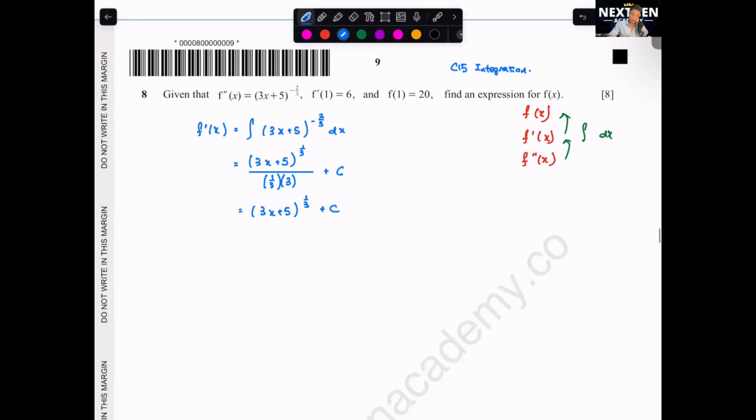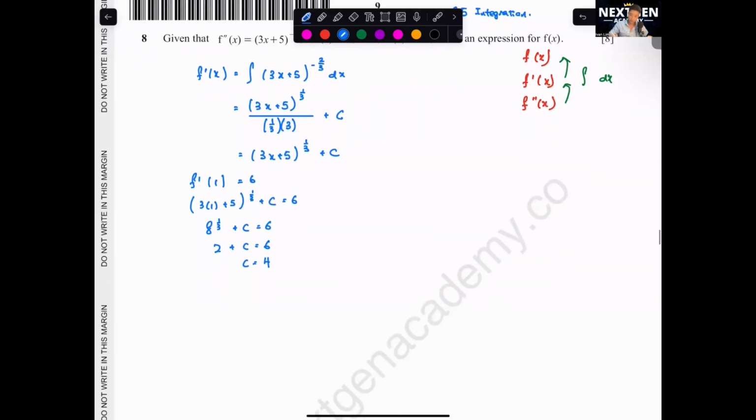We substitute f prime 1 equals 6. So I'm going to replace here, 3 times 1 plus 5, to the power 1 over 3, plus c equals 6. So here will be 8 to the power 1 over 3 plus c equals 6. 2 plus c equals 6. c is equal to 4. So this f prime x is (3x plus 5) to the power 1 over 3 plus 4.